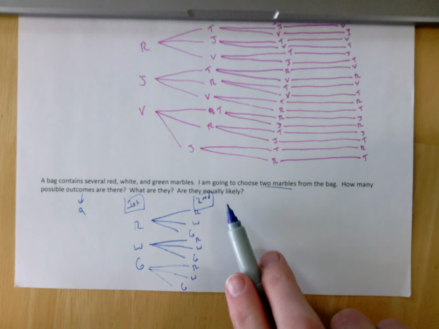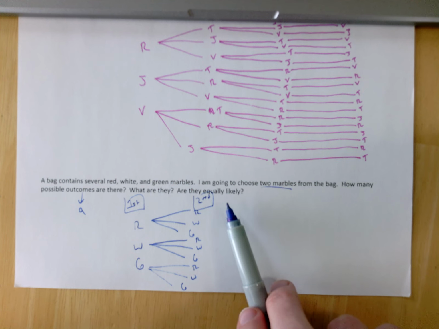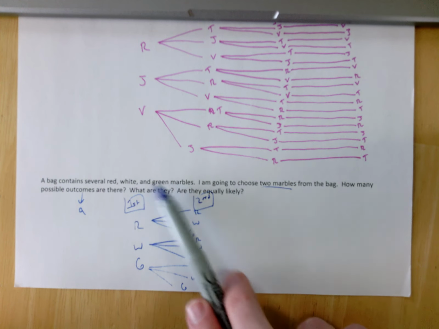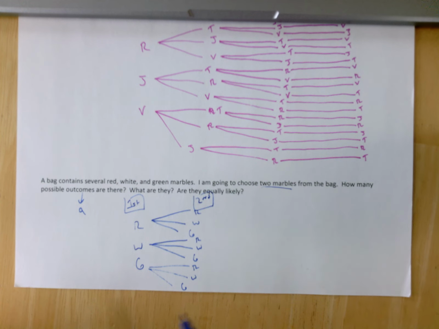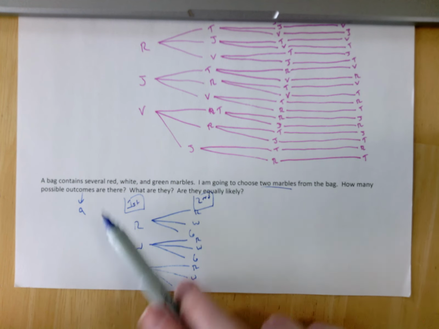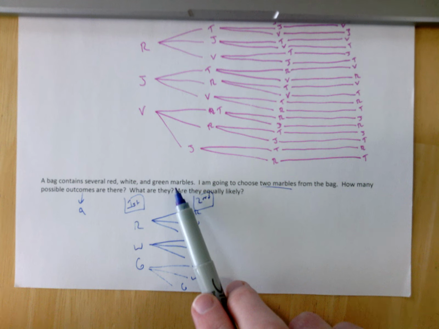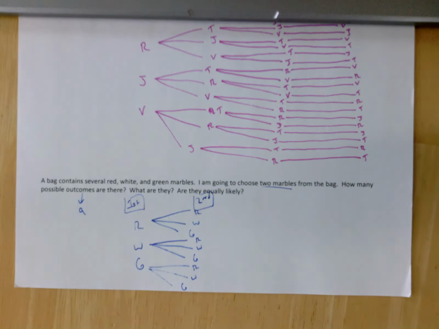Okay? Are they equally likely? We don't know. I can't answer that question because I don't know how many marbles there are in the bag, and I don't know if there's an even number of them all, right? It doesn't tell me. If there's the same number of red, white, and green marbles in the bag, then yeah, they're all equally likely. But if there's like 10 red ones and 3 white ones and 4 green ones, then no, they're definitely not equally likely because red's more likely to come up. So I don't have enough information in this problem to answer the question of whether they are equally likely.